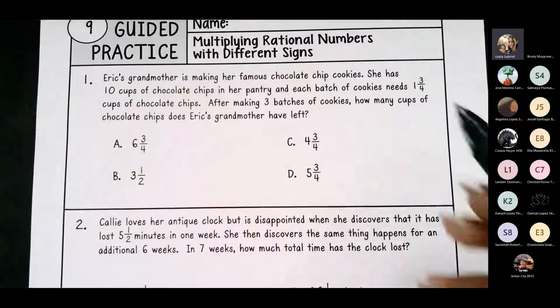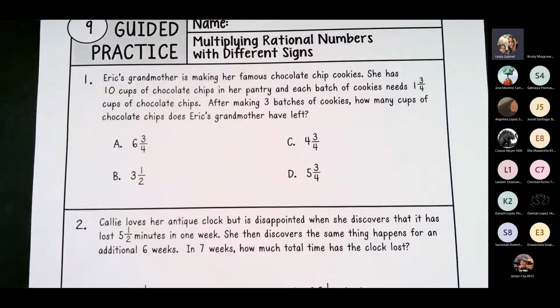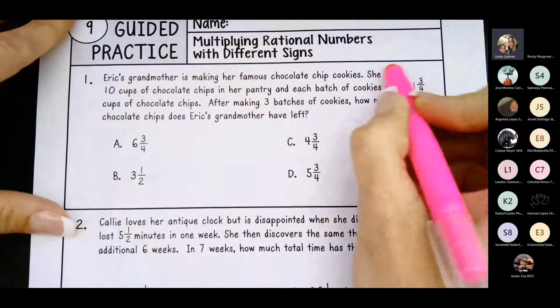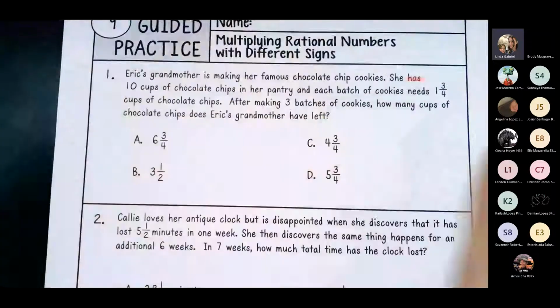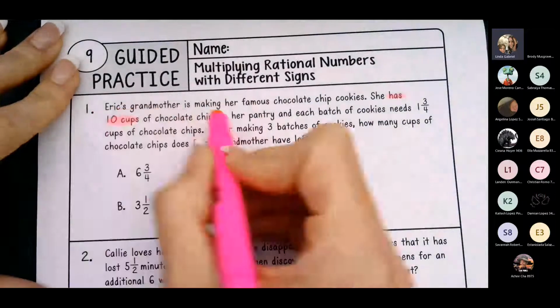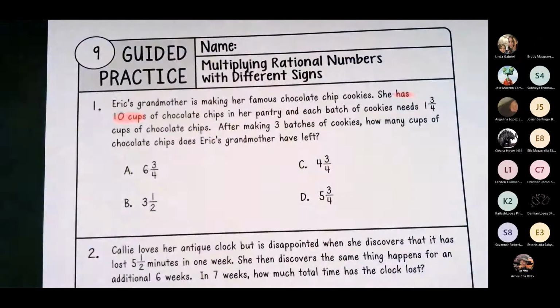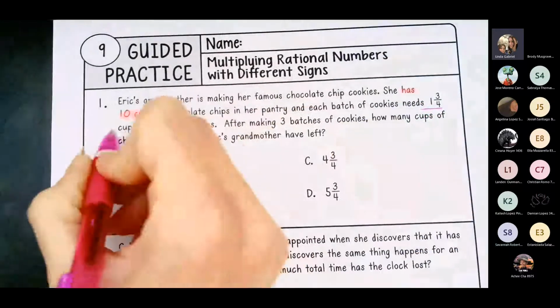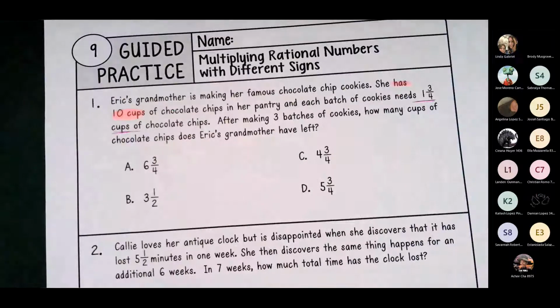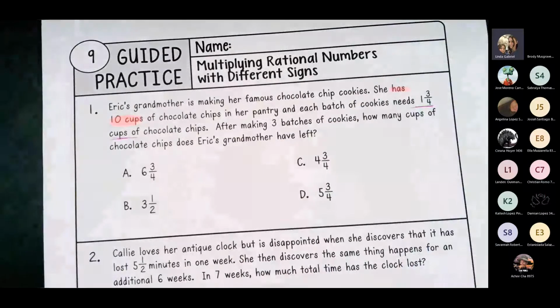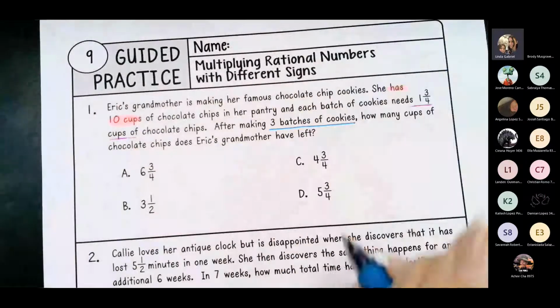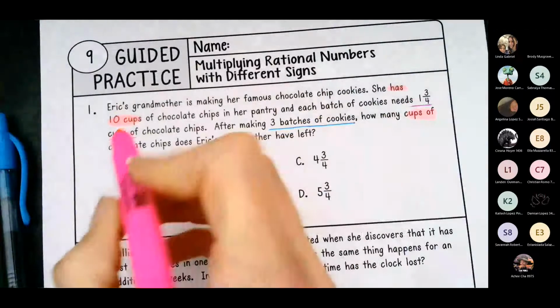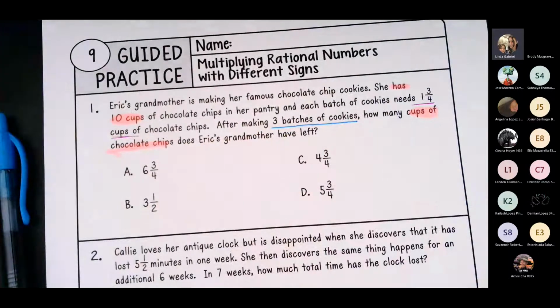Eric's grandmother is making her famous chocolate chip cookies. She has, remember, I like to always highlight the numbers, right? Because I want to know what I'm working with. So she has, this tells me she has it, right? That's something she has to go get. She has 10 cups of chocolate chips in her pantry. And each batch of cookies needs 1 3/4 cups of chocolate chips. After making 3 batches of cookies, how many cups of chocolate chips does Eric's grandmother have left?